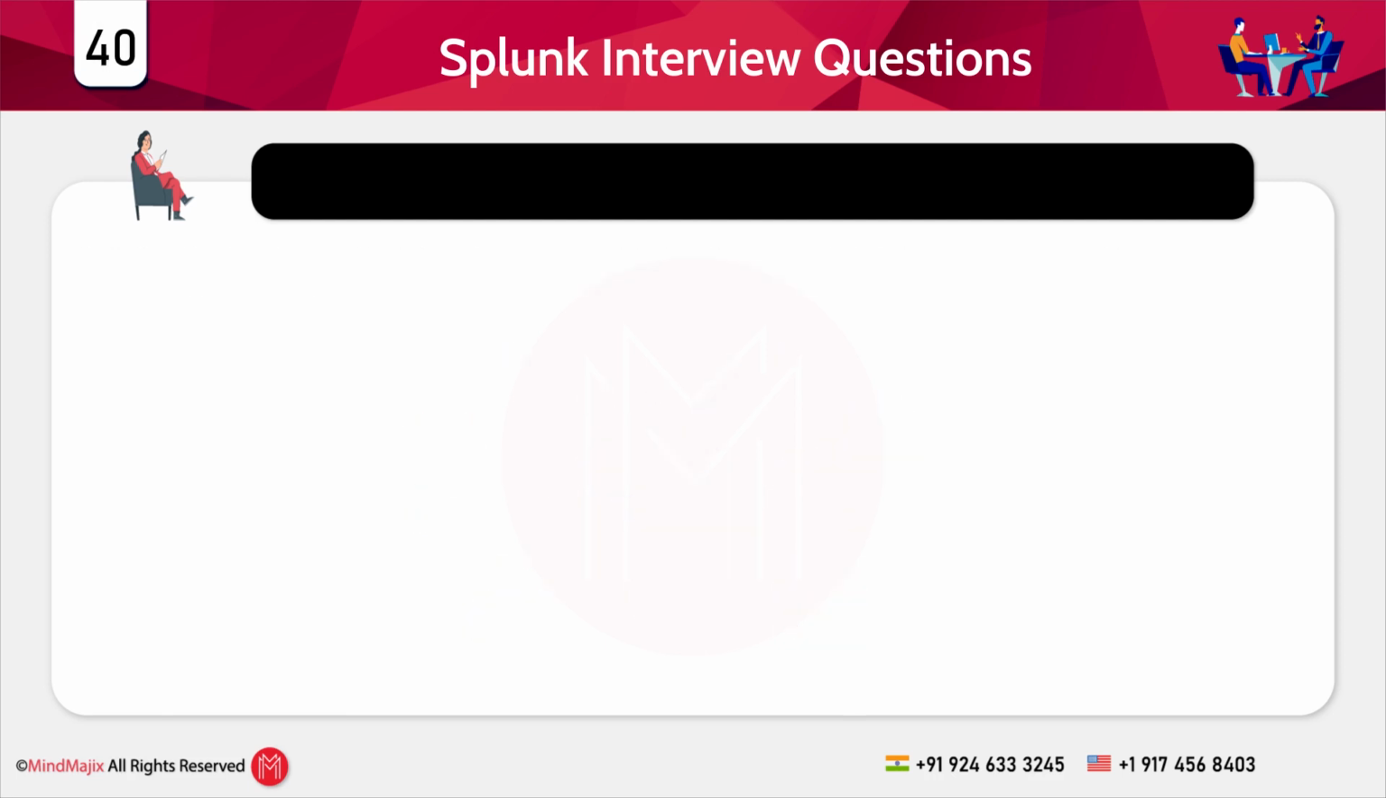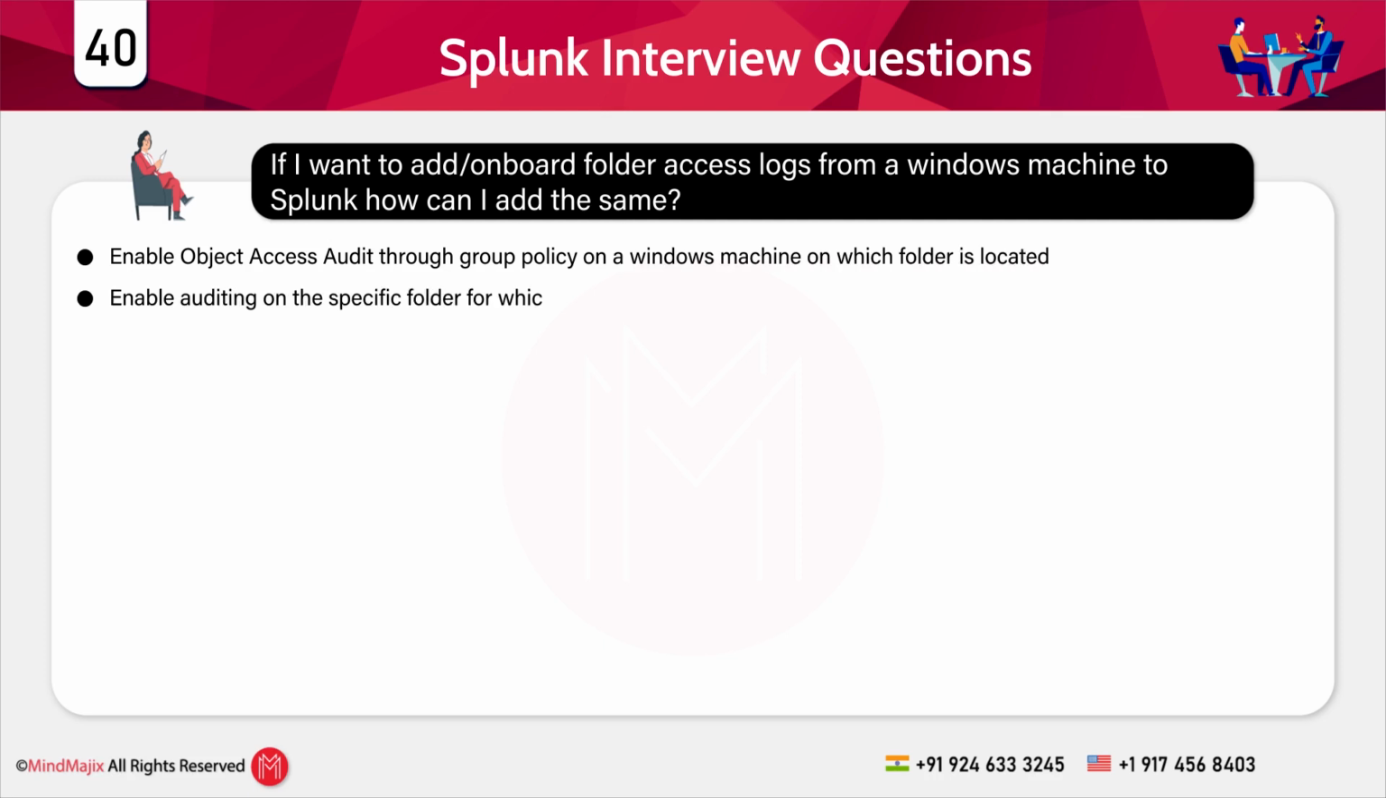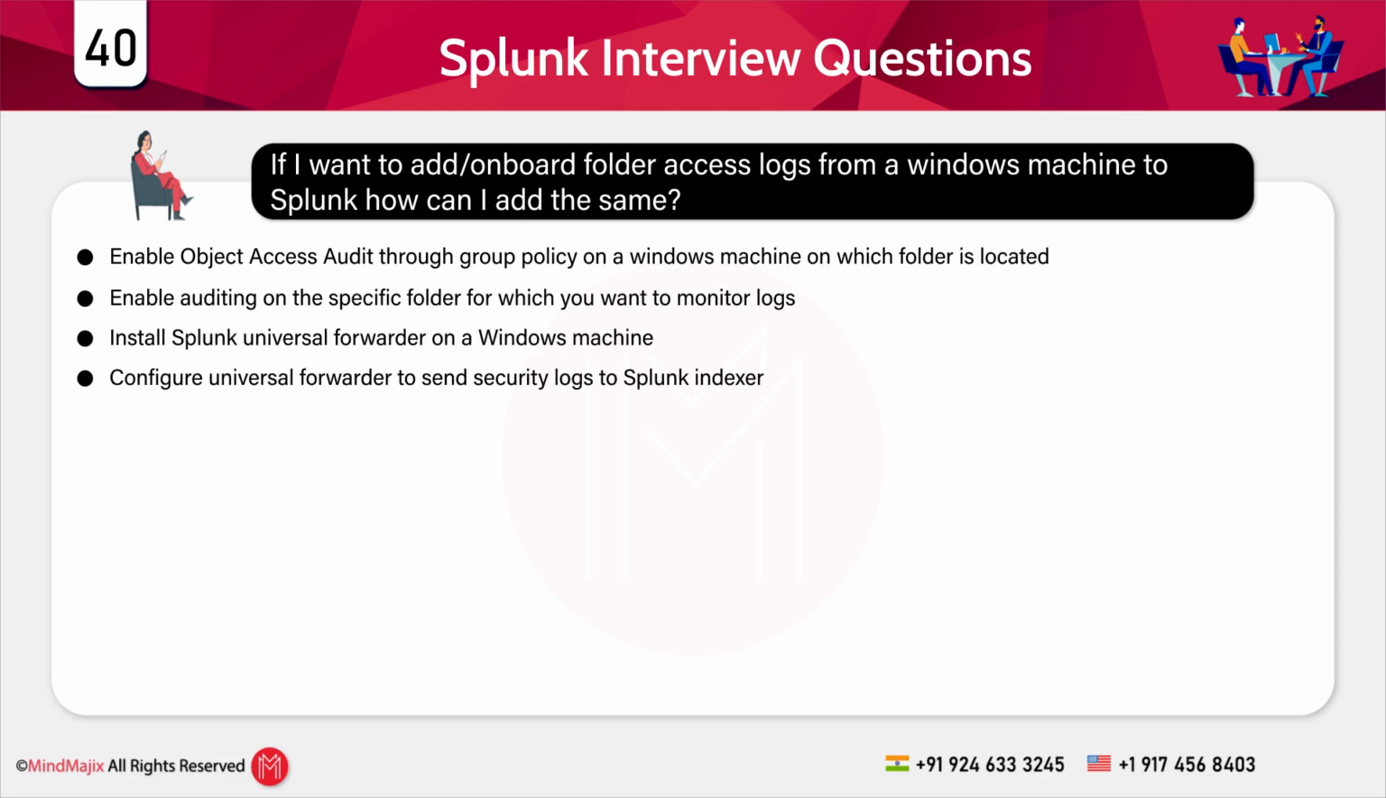Guys, the next question over here is, if I want to add or onboard folder access logs from a Windows machine to Splunk, how can I add the same? There are a few steps that you must follow to add folder access logs to Splunk. The first step is to enable object access audit through group policy on the Windows machine on which the folder is located. After this, you have to enable auditing on the specific folder for which you want to monitor the logs. After this, you install the Splunk Universal Forwarder on the Windows machine. And in the fourth step, you configure the Universal Forwarder to send security logs to the Splunk Indexer. So these are the steps that you must follow.